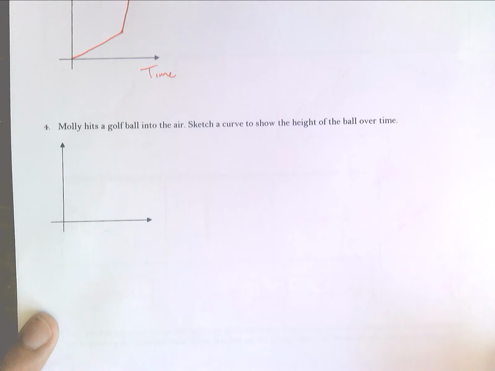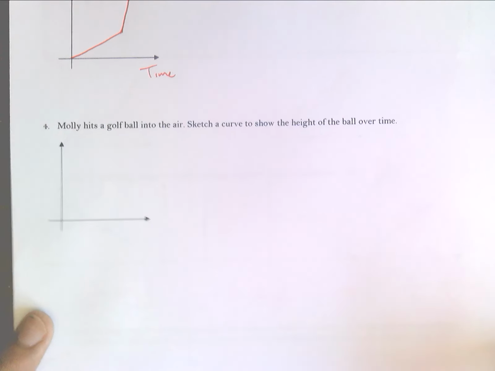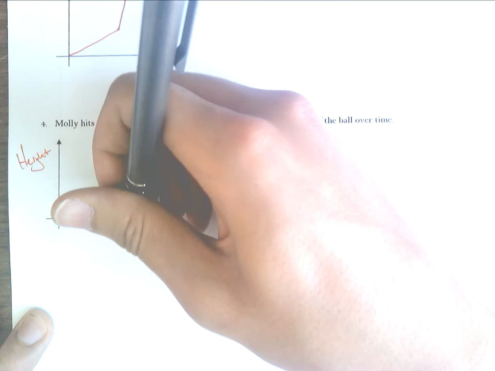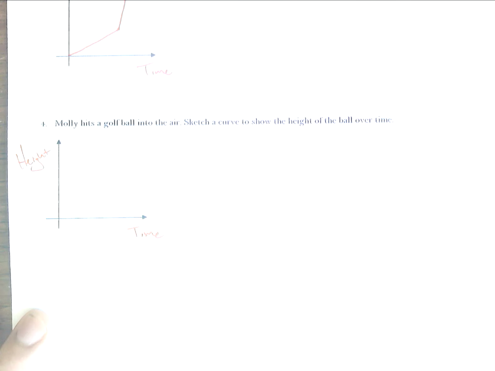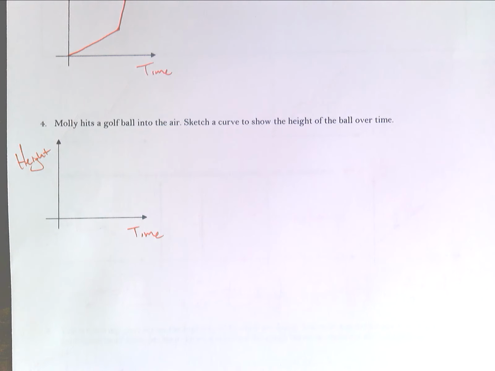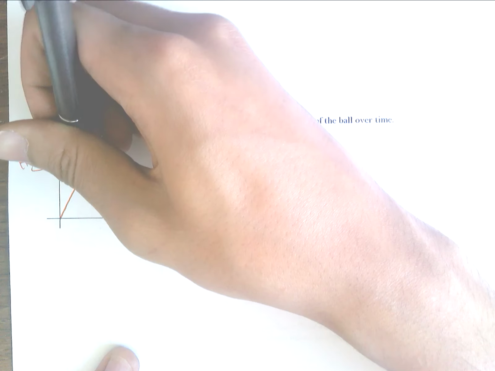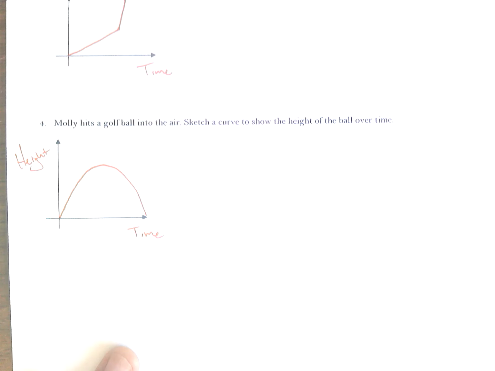Last example, Molly hits a golf ball in the air. Sketch a curve to show the height of the ball over time. So we're going to have height over time. Now a golf ball, we see trajectory problems like this a lot in physics. It's not going to travel in a straight line, right? When you hit it into the air, it follows a curve. So we can kind of sketch that curve. You're going to hit it up into the air and it curves at the top and then comes back down. So that's generally going to be the trajectory of the golf ball.